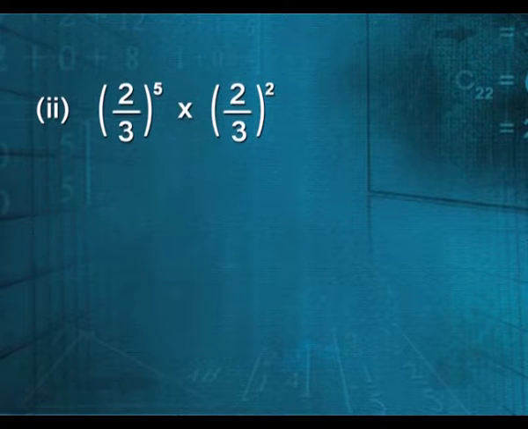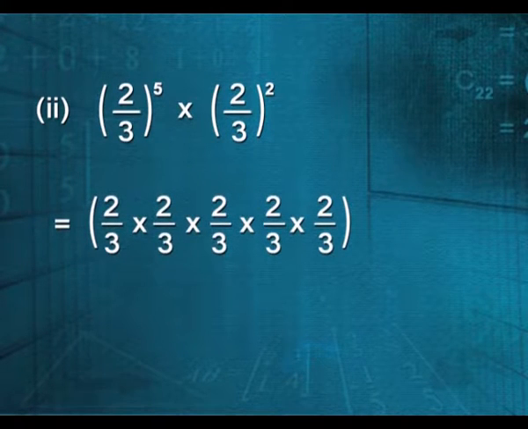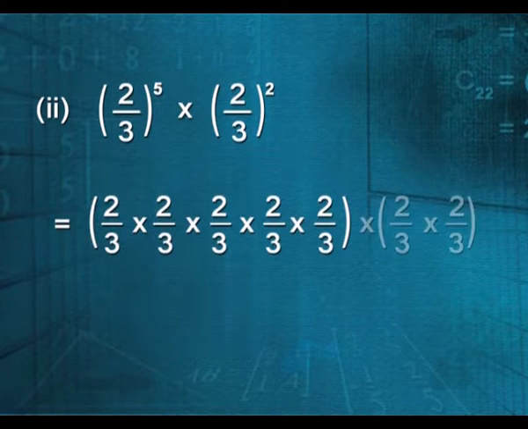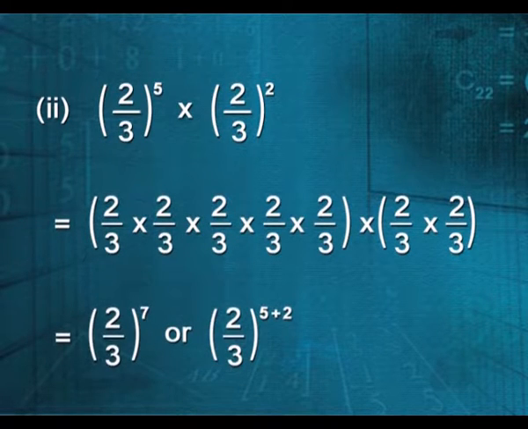Let us see one more example. Suppose you have given 2 by 3 raised to power 5 multiplied by 2 by 3 raised to power 2. 2 by 3 raised to power 5 means 2 by 3 is multiplied to itself how many times? 5 times. 2 by 3 raised to power 2 means 2 by 3 is further multiplied to itself how many times? 2 times. So, in all it is 2 by 3 multiplied by itself how many times? 7 times. Therefore, 2 by 3 raised to power 5 multiplied by 2 by 3 raised to power 2 is equal to 2 by 3 raised to power 7, which can be written as 2 by 3 raised to power 5 plus 2. From these examples, what do you conclude?